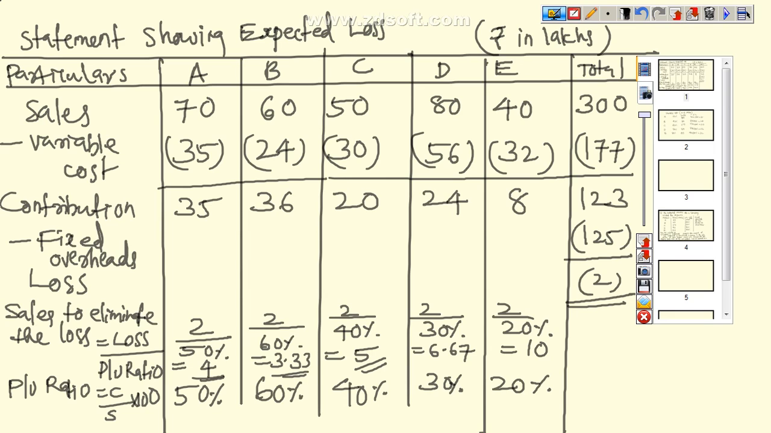And in case of D product, if they increase the sale by 6.67 lakh, then they can eliminate the loss of 2 lakh. And in case of E product, if we increase the sale by 10 lakh, they can eliminate the loss of 2 lakh.